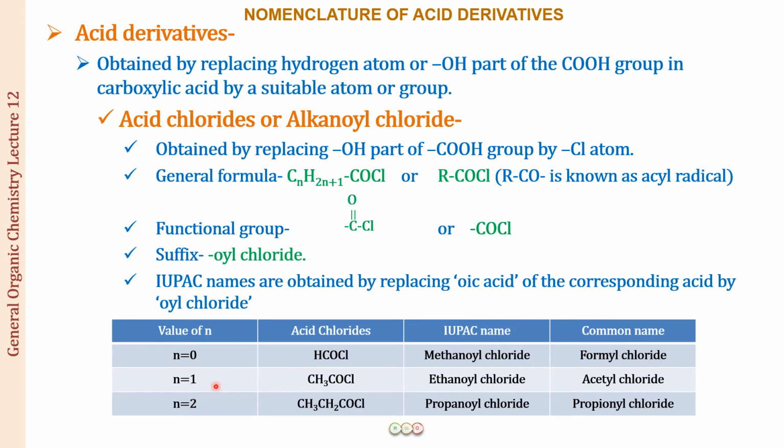The next was when n was 1. So the acid we had was CH3COOH. Removed the OH, replaced it by a chlorine atom. What we are getting is ethanoyl chloride, and the common name acetyl chloride. And when n is 2, again this is for the alkyl group, I hope you will remember, because in the compound itself there is going to be one carbon atom more. So we have CH3CH2COCl, which we call propanoyl chloride, and as the common name it is going to be propionyl chloride.